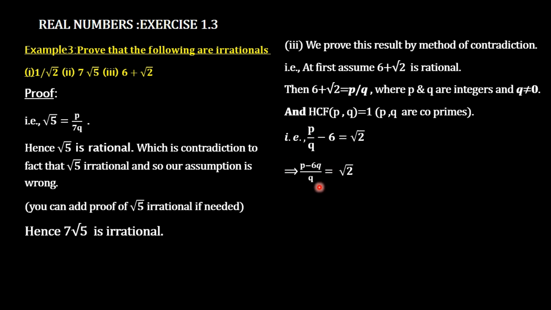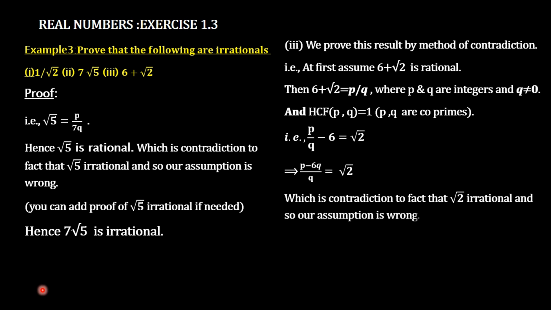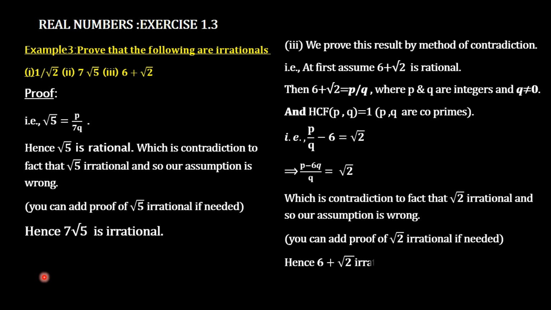Is this correct? No. Why? Root 2 is an irrational number, which is proved already. Okay, which is a contradiction to the fact that root 2 is irrational and our assumption is wrong. What is our assumption? 6 plus root 2 is a rational number. Okay, so what can we conclude? 6 plus root 2 is irrational.